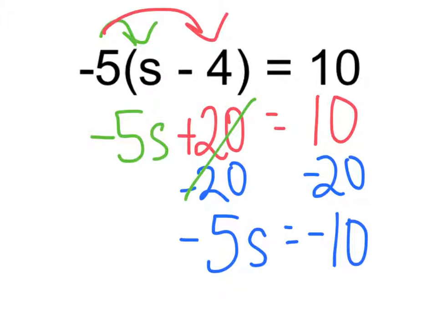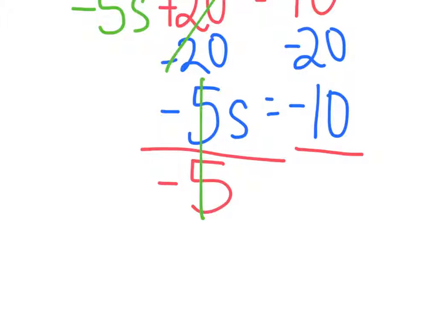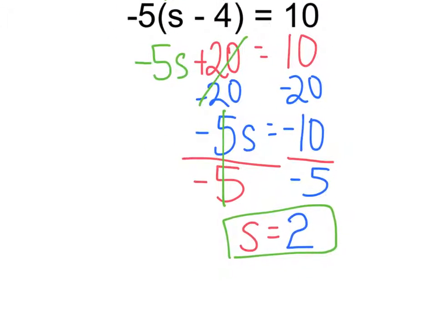And we're almost done, but we got to keep going. I know that negative 5s means negative 5 times s. And so we then need to do the opposite of multiplication, which is division. Negative 5 divided by negative 5 cancels out. So all that we're left with on the left side is simply s. And if we do it to one side, we got to make sure we do it to the other, right? And we have negative 10 divided by negative 5. And we're going to get a positive 2. So s equals 2. That is our answer.